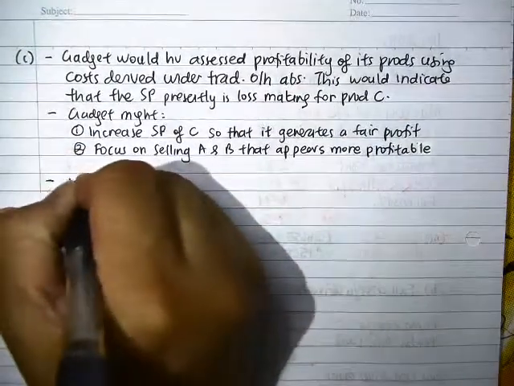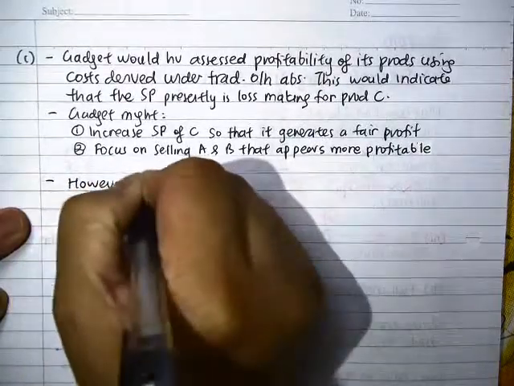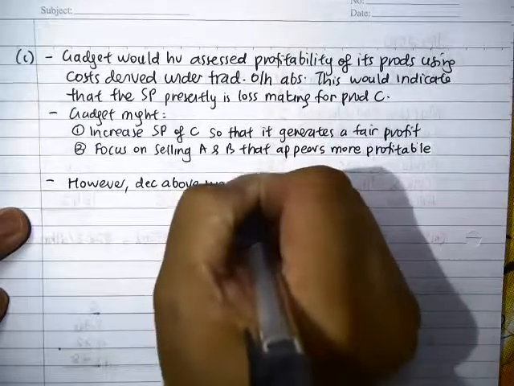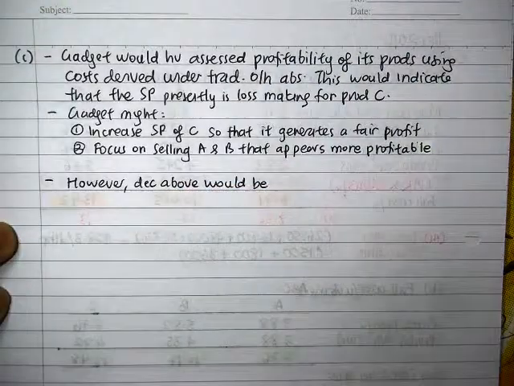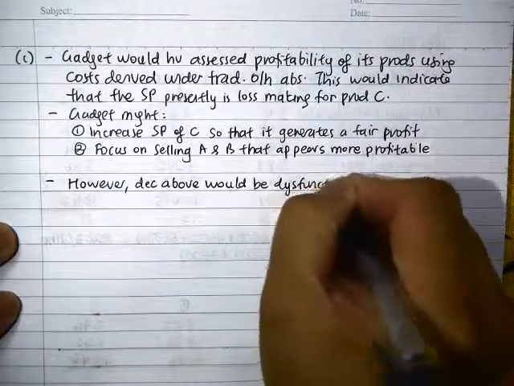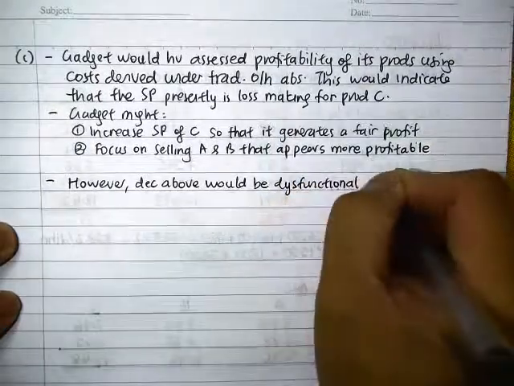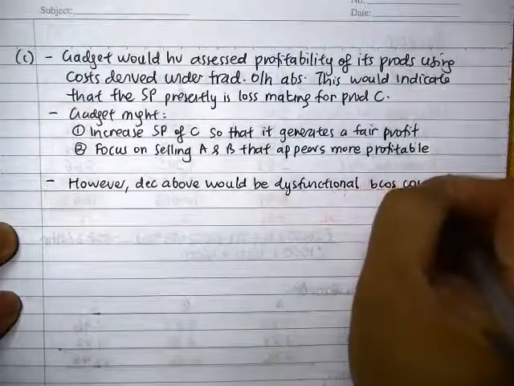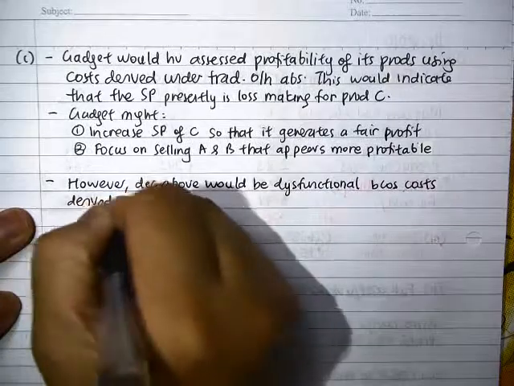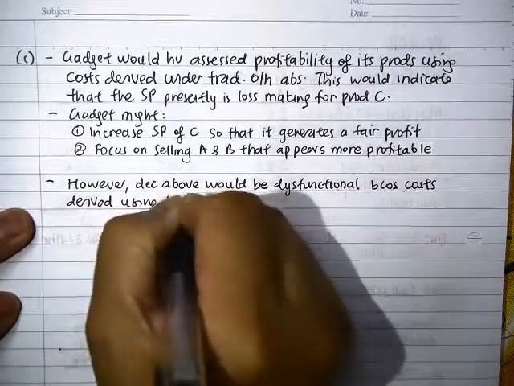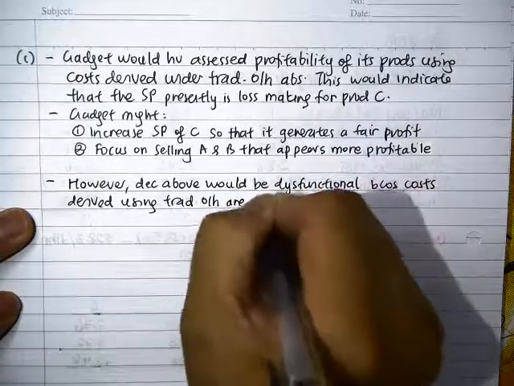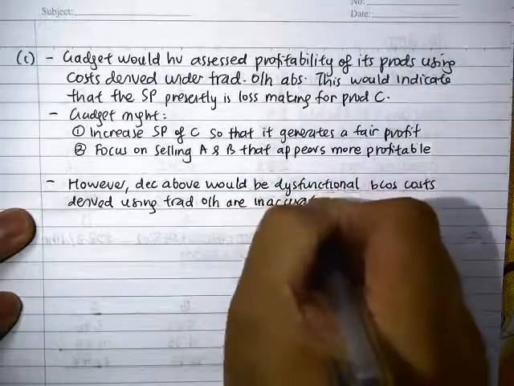Now, however, the decision above would be wrong, or you can say dysfunctional, because the costs derived using the traditional overhead are inaccurate.